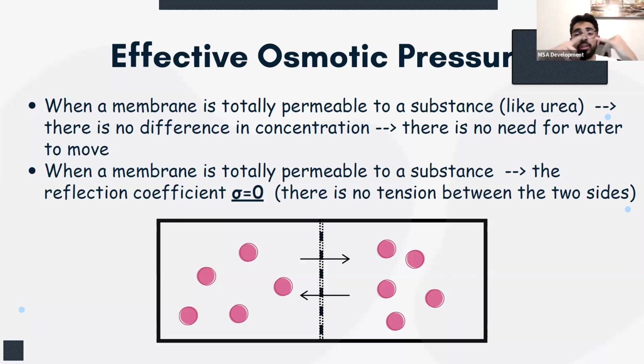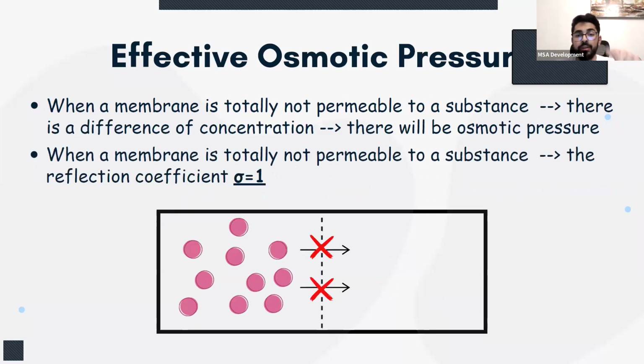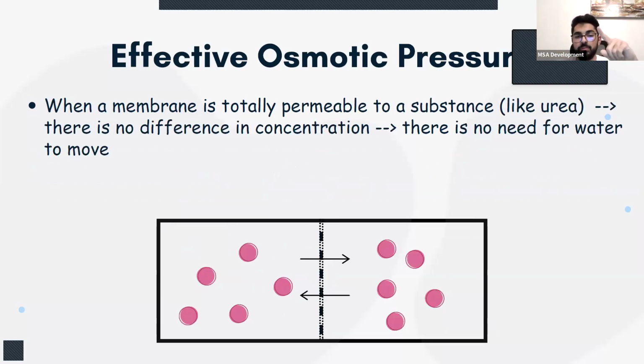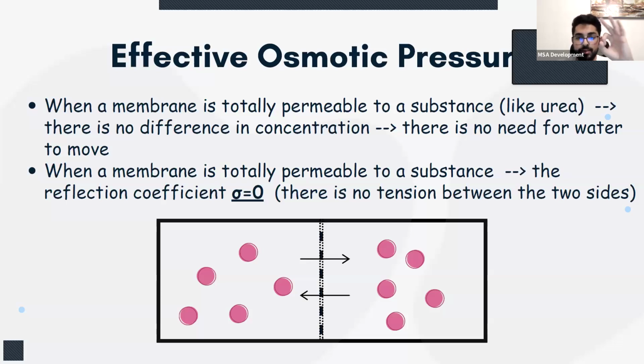So if the membrane is totally impermeable to a substance, reflection coefficient is going to be 1. If a membrane is totally permeable to a substance, reflection coefficient is going to be 0. What if a membrane is partially permeable to a substance? Reflection coefficient is going to be somewhere between 0 and 1.